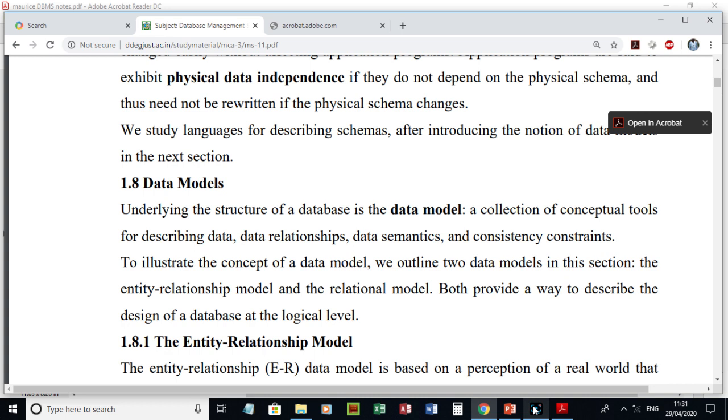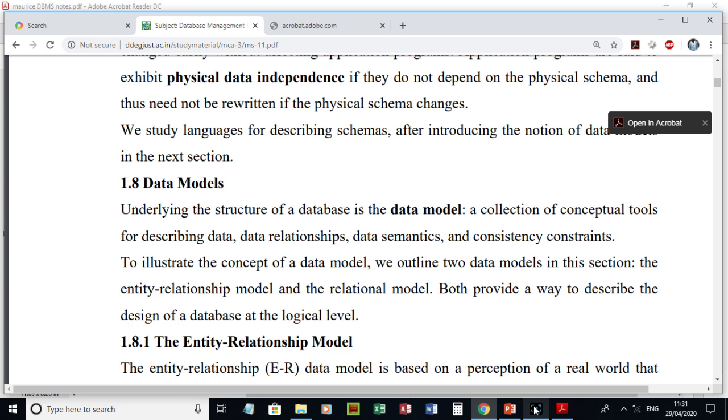Underlying the structure of a database is the data model, a collection of conceptual tools for describing data, data relationships, data semantics, and data consistency constraints. To illustrate the concept of a data model, we outline two data models in this section: the entity-relationship model and the relational model. Both provide a way to describe the design of a database at the logical level. Remember, we have the physical level and the logical level.